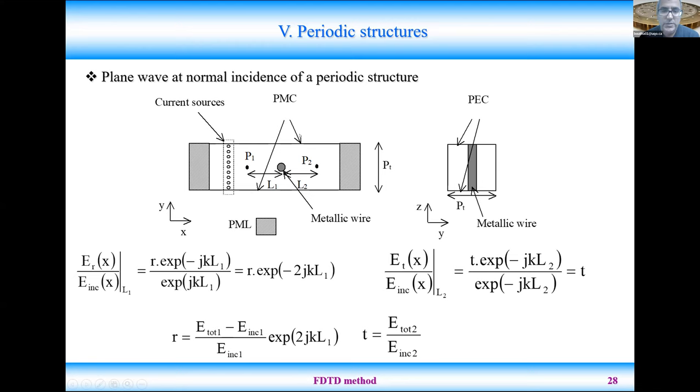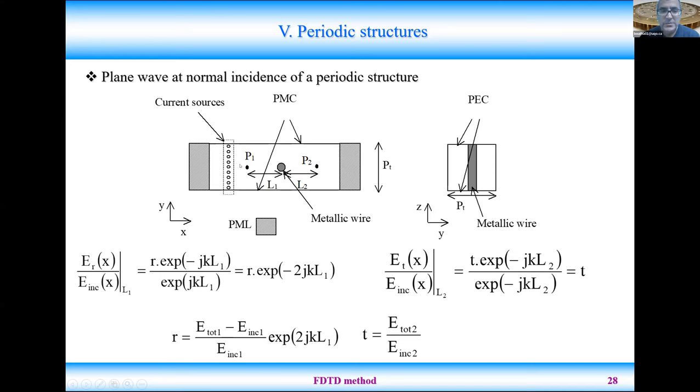We use a perfect magnetic conductor, and in the boundary that are parallel to XOZ plane, and in the boundary parallel to XOY, we use a PEC, because the electric field is in this direction. So here the electric field is in the Z direction. So we use PEC and PMC. We use perfectly matched layers here and here. We want the field to be absorbed.